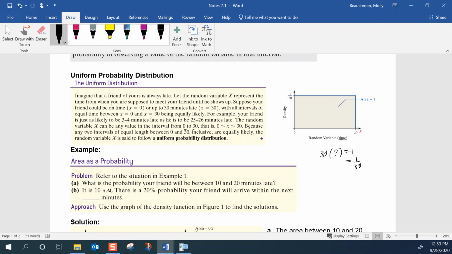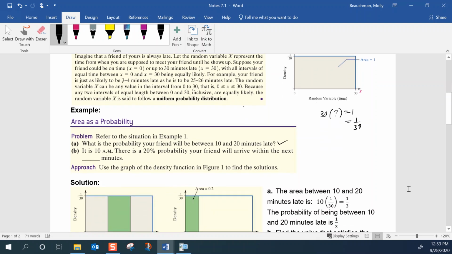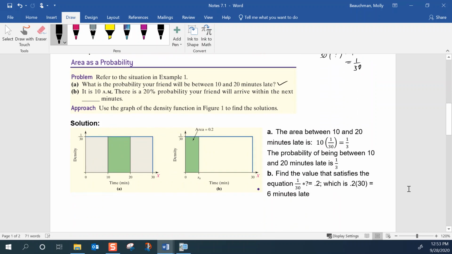So for our problem A, what's the probability your friend will be between 10 and 20 minutes late? So we're going to take a look at the area between 10 and 20 minutes late, and we've got a picture of this down below. So on the probability distribution, between 10 and 20 minutes late, find the area corresponding to that slice. So the area is 10, that's the width of this rectangle, and the height of the rectangle is 1/30. So we multiply 10 times 1/30, which is a third. So the probability of being between 10 and 20 minutes late is 1/3. So that's this area.